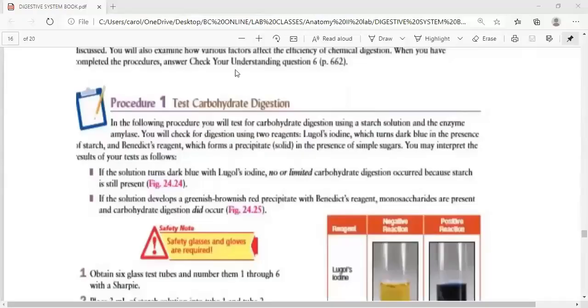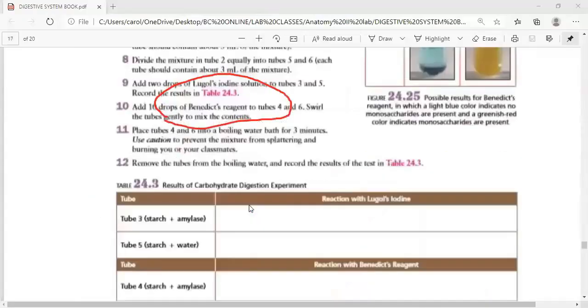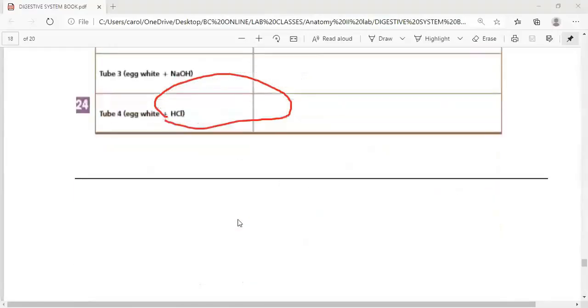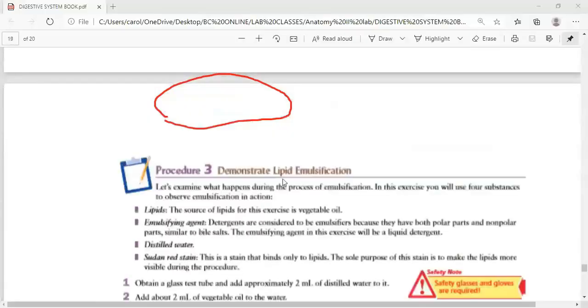So there are going to be 3 tests in here. One of them is the carbohydrate test. The other one is going to be the protein test right here, test for protein digestion. And then the other one is going to be for lipid digestion right here, lipid emulsification.